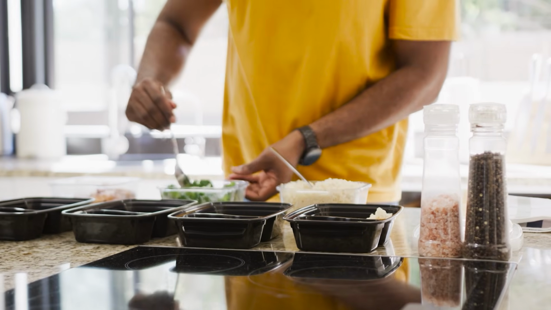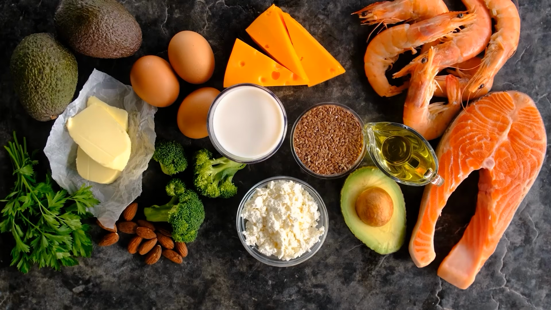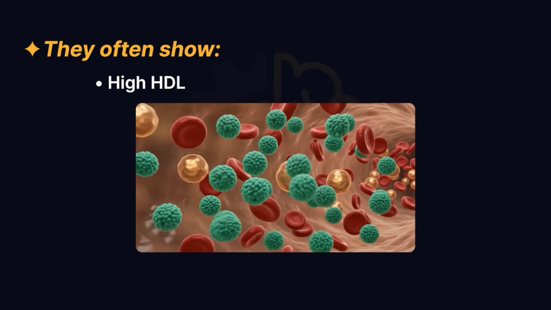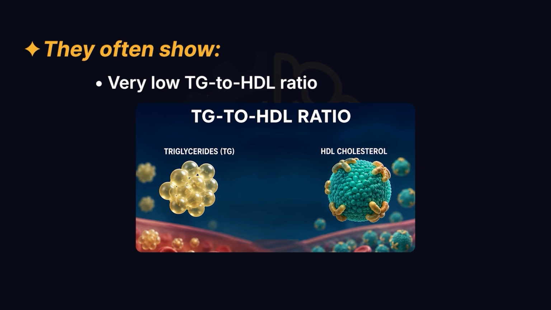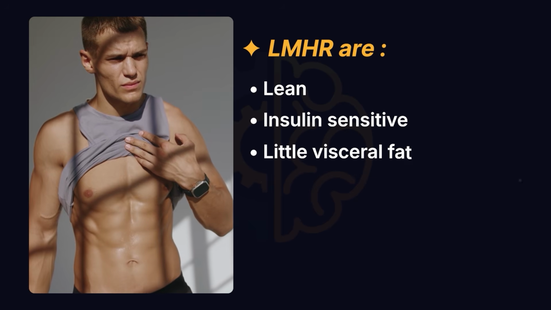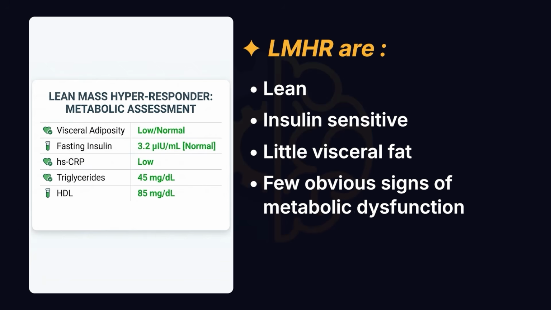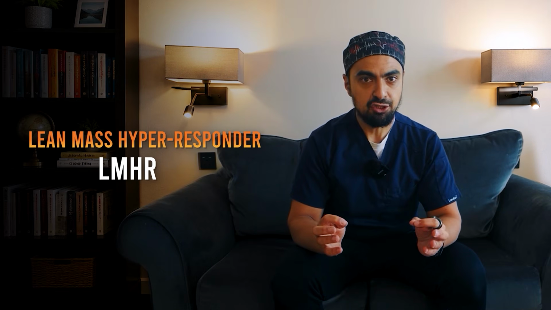Some lean individuals develop a dramatic rise in LDL after adopting a very low carbohydrate or ketogenic diet. But instead of developing the classical pattern of metabolic syndrome, they often show very high LDL, high HDL, very low triglycerides, and a very low triglyceride to HDL ratio. They are generally lean and insulin sensitive, with little visceral fat and few obvious signs of metabolic dysfunction. This phenotype has become known as the lean mass hyperresponder, or LMHR phenotype.